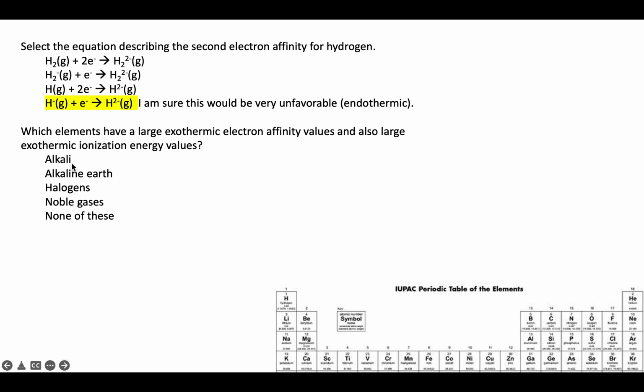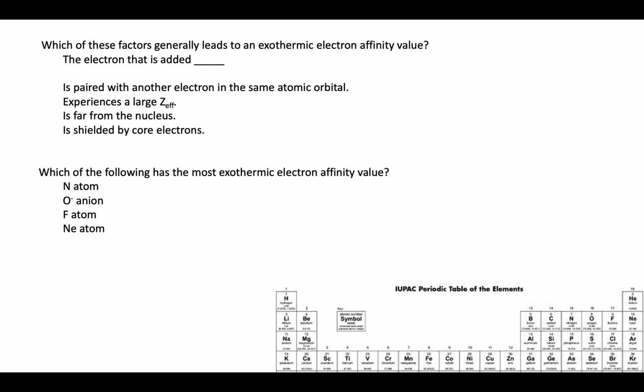Which elements have a large exothermic electron affinity? There are examples of that. And also large exothermic ionization energy. There's no combination that fits both of those because all of my ionization energies are always endothermic. Factors that lead to an exothermic electron affinity: if we're adding it to a shell where it's going to experience a large effective nuclear charge, that would contribute and make it exothermic. The other factors that are being listed there, those are not going to make it exothermic.